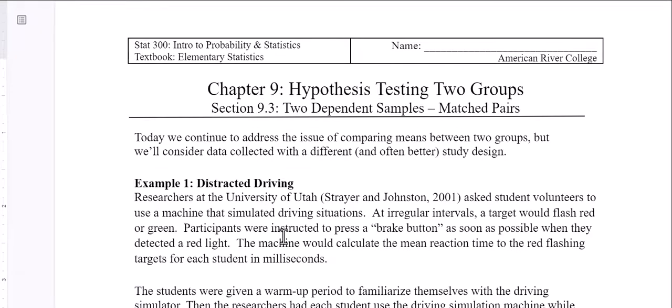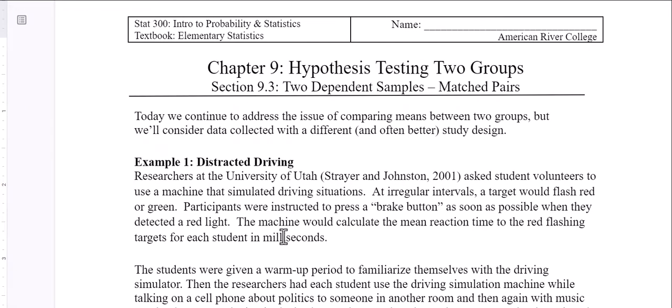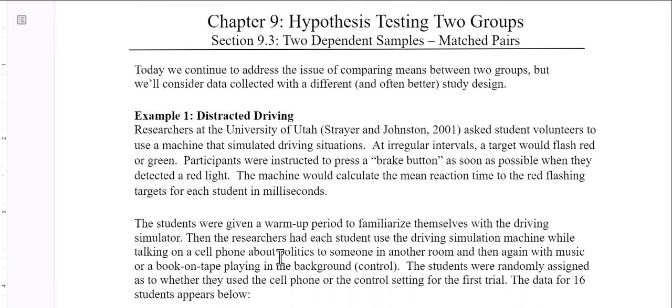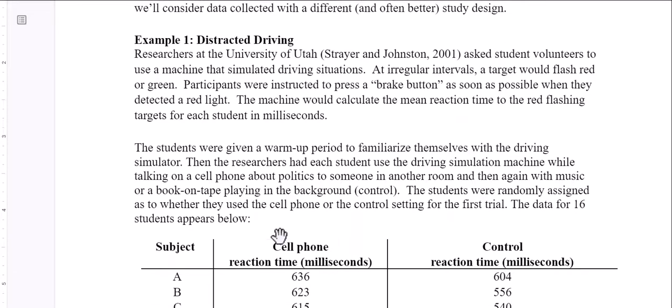Hey everyone, in this video we're going to cover section 9.3. We're still going to be continuing our discussion of hypothesis testing with two groups, but now we're going to look at when the samples are two dependent samples, and so we're going to do the matched pairs exercises. And so the example that I have today is example 1 here, distracted driving.